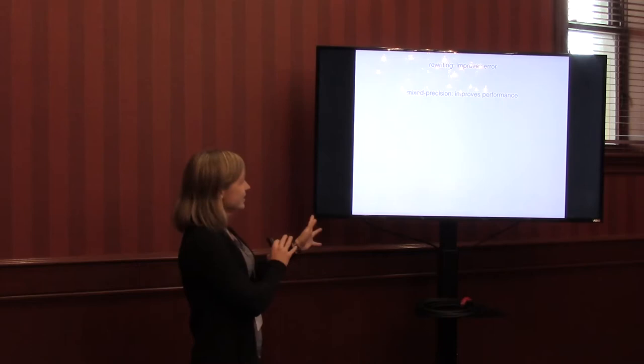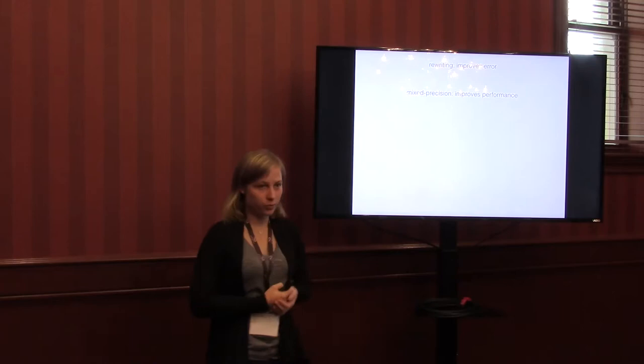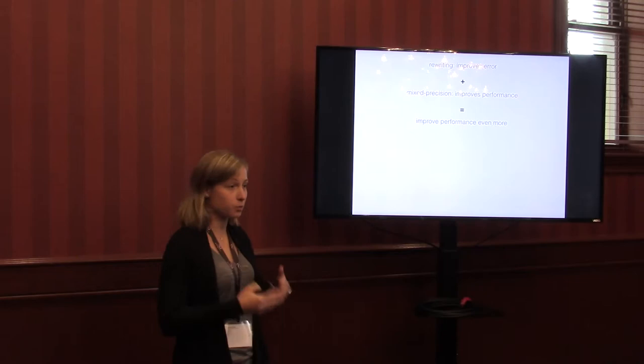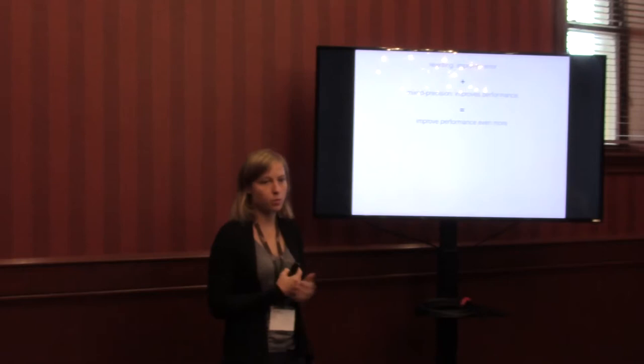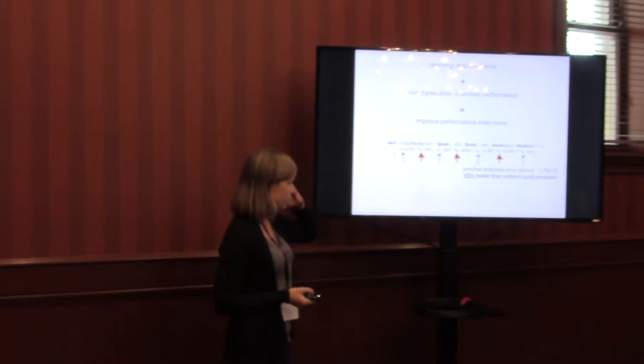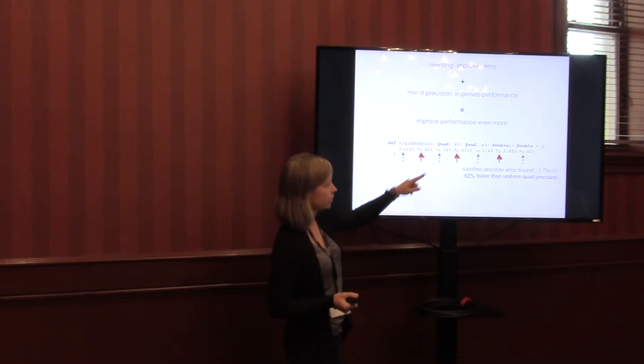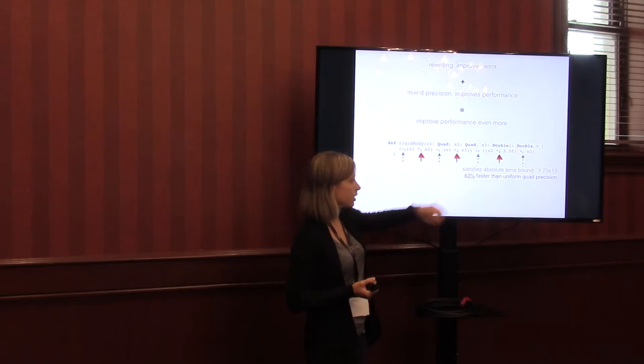Okay, so we just talked about rewriting that can improve the rounding errors, and then there's precision tuning, which improves performance. So I'm suggesting here that we just combine them and improve the performance even more. The idea is that the rewriting will give us a little bit more leeway that the mixed precision tuning can then use to lower maybe some more operations. So this actually works. In our running example here, remember before we had 3 operations in doubles, now we can have 4, and only 3 in quad. So effectively this means that we still satisfy the error bound, but we are now roughly 43% faster than the quad precision.